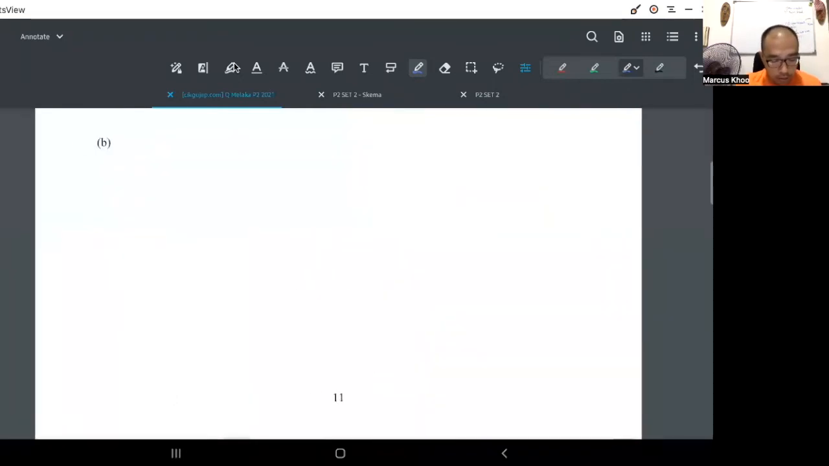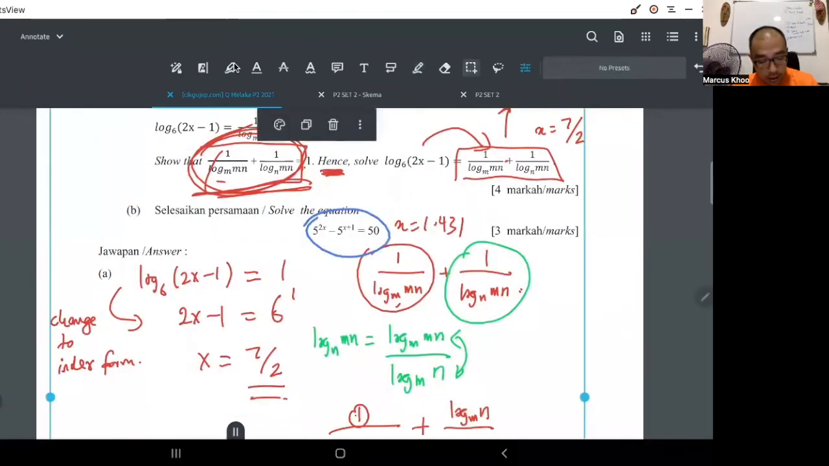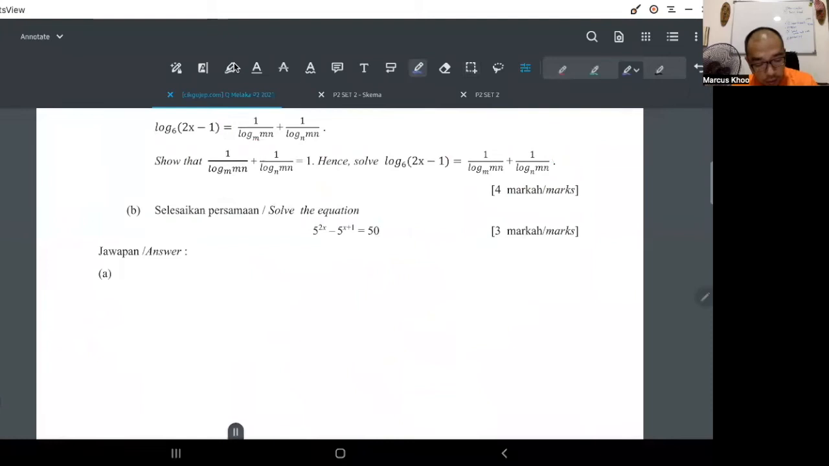Okay, sorry, one more question. Solve this equation, 5 to the power of 2x. Okay, I'm going to delete all this now, sorry. Okay, 5 to the power of 2x minus 5 to the power of x plus 1 equals to 50. So what we need to understand is the terbalik of the index law.